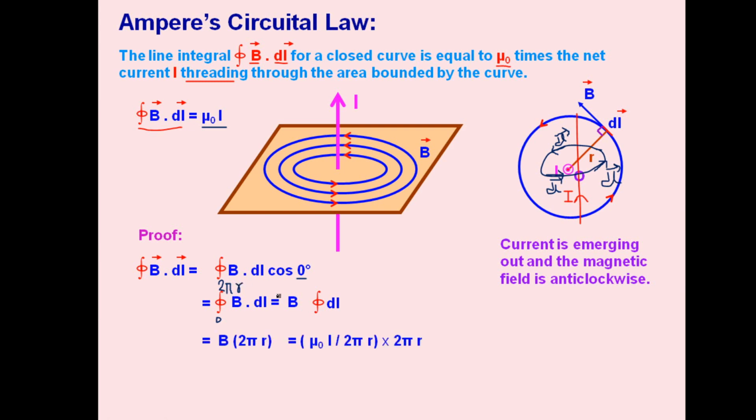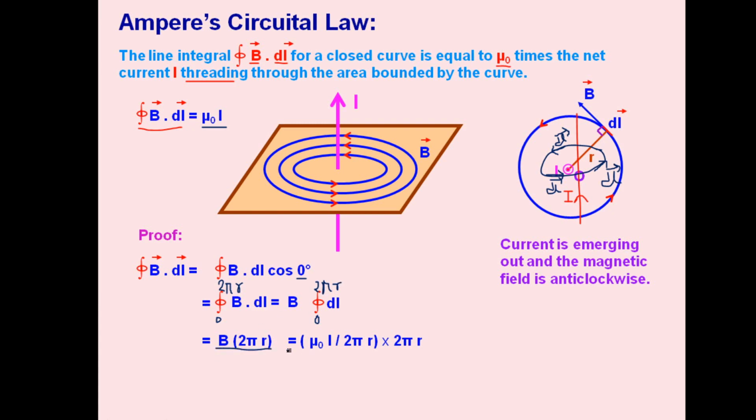So integrating dl from 0 to 2 pi r will give l, the upper limit minus the lower limit, 0 to 2 pi r. So 2 pi r minus 0 will give 2 pi r. The same thing we have written here.